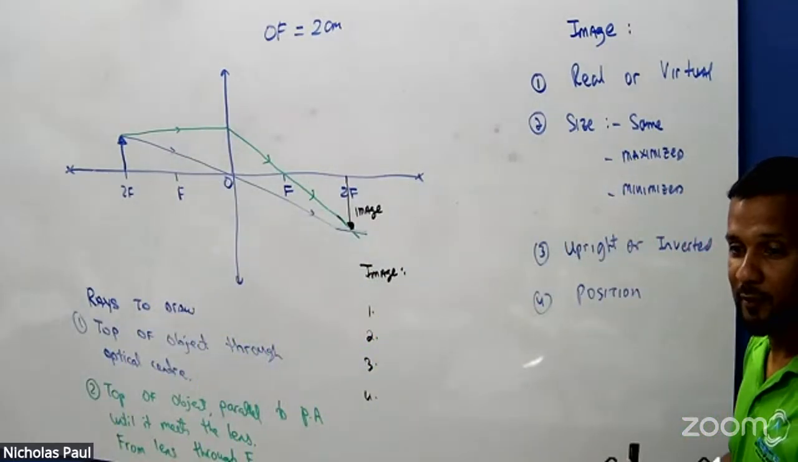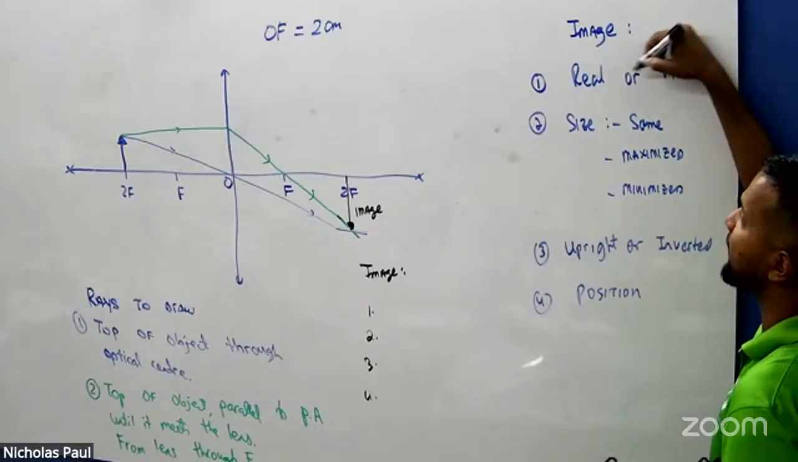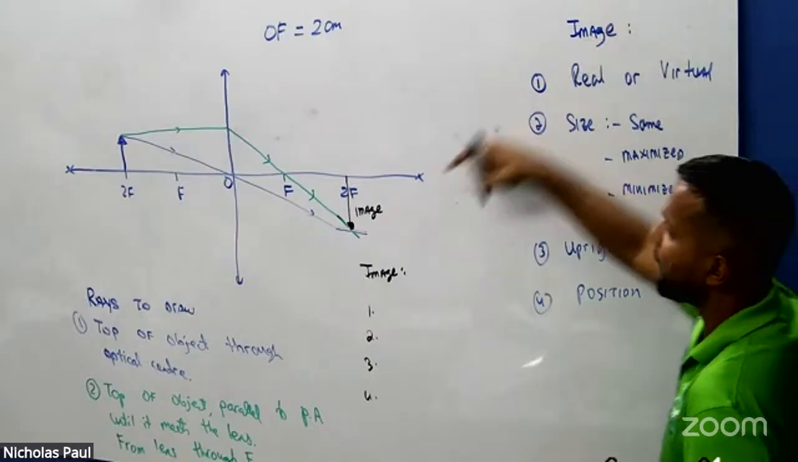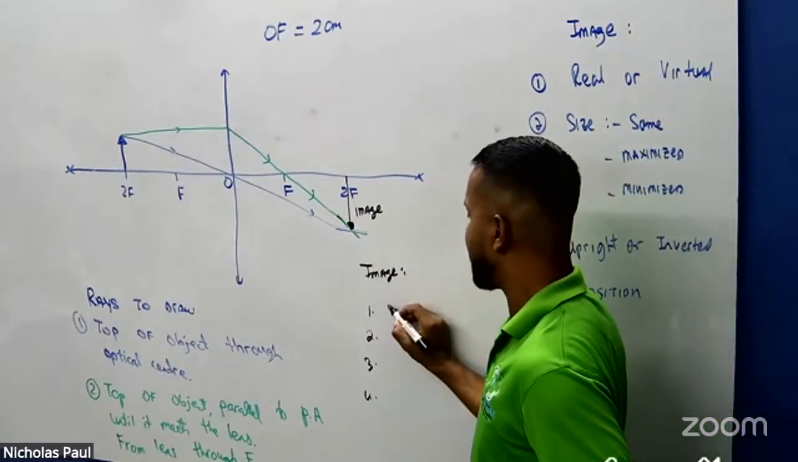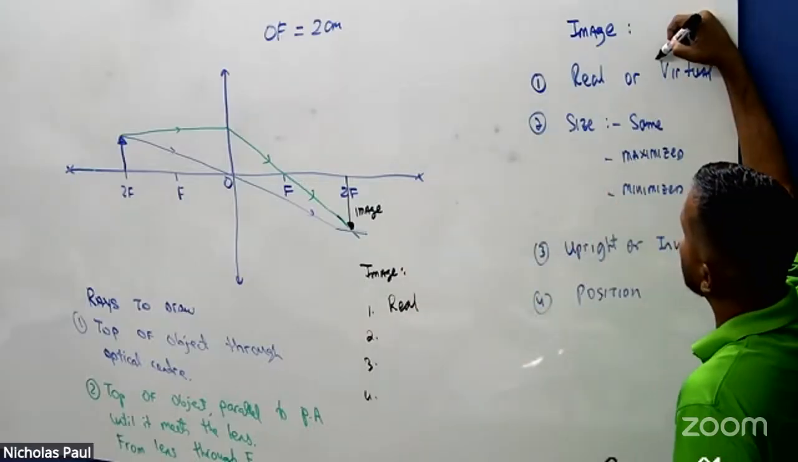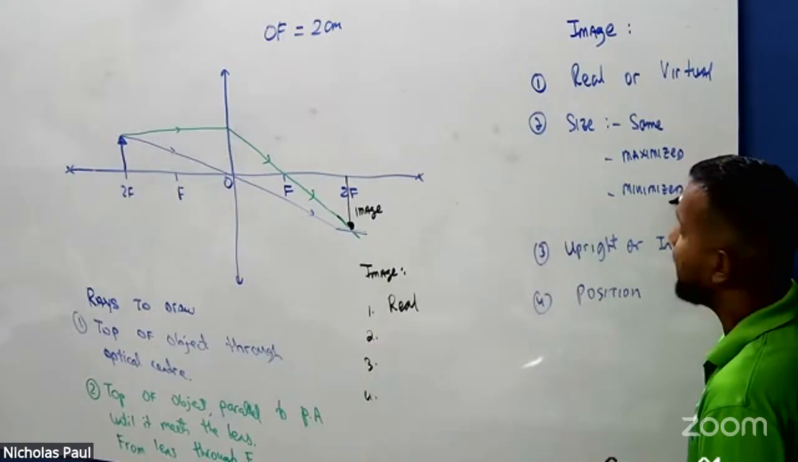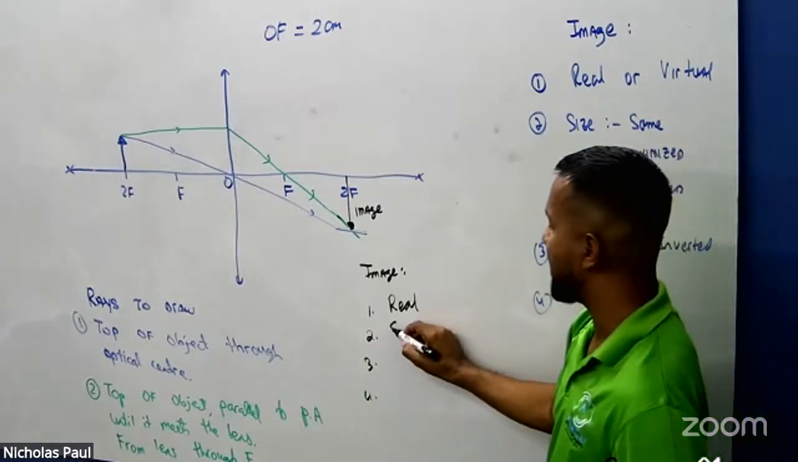Are you ready? Nice. Let's start. Is it real or virtual? It's real because the 2 rays met. So we can say that the image is real. Second thing, is it the same size, magnified or minimized? Right? On graph paper, you all will recognize that it's the same size.